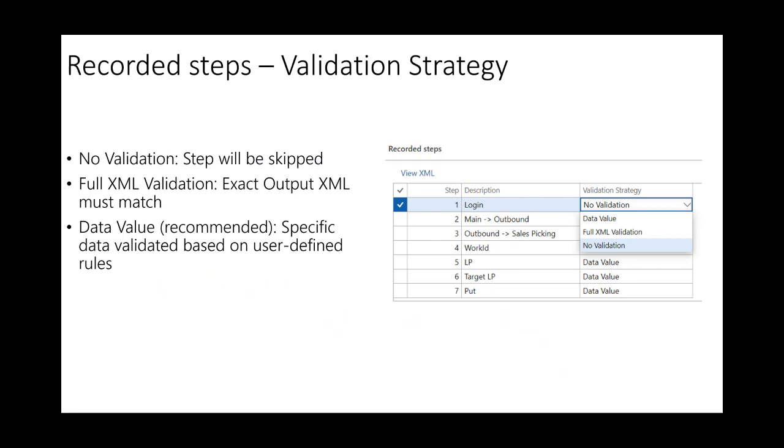If any changes occur in the menu item structure or the overall XML definition of the custom service, it would mean all of these validation steps would need to be re-recorded. The data value validation is really what we recommend for all real validation scenarios. This allows you to define a set of rules against the data controls. We'll see more on this throughout the talk.